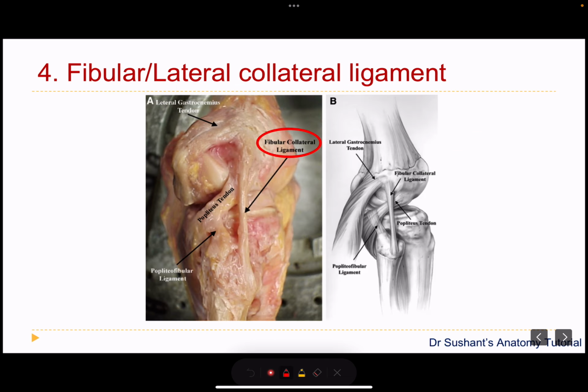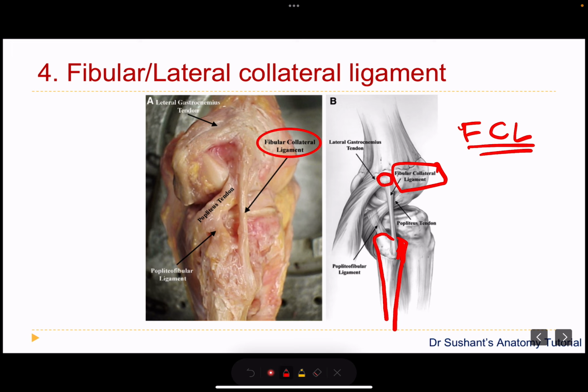Now let us talk about the fibular or the lateral collateral ligament. So this structure here is the lateral collateral ligament. The lateral collateral ligament is also known as the fibular collateral ligament, FCL. Here you can see the fibular collateral ligament. It extends as a fibrous cord from the lateral epicondyle of the femur to the head of the fibula close to its styloid process. So here we have the fibula bone, and this projection is called the styloid process.